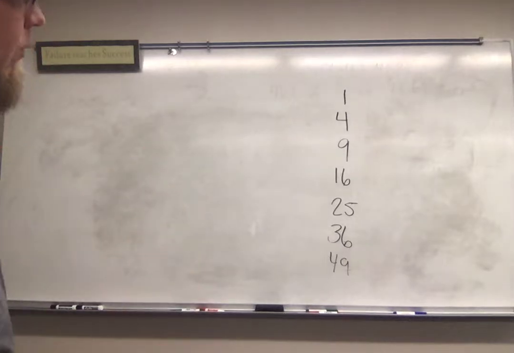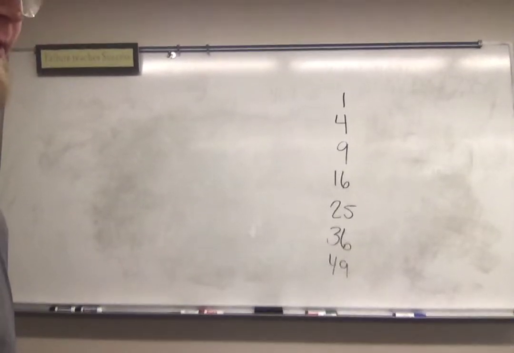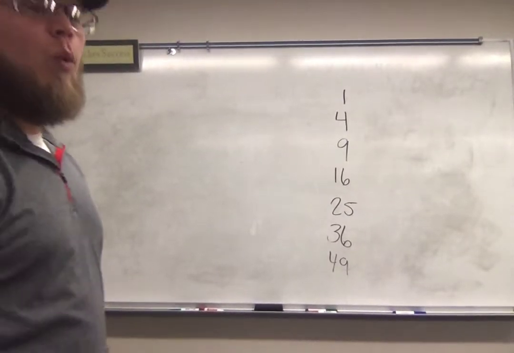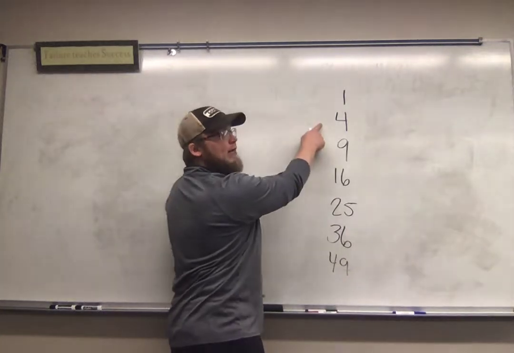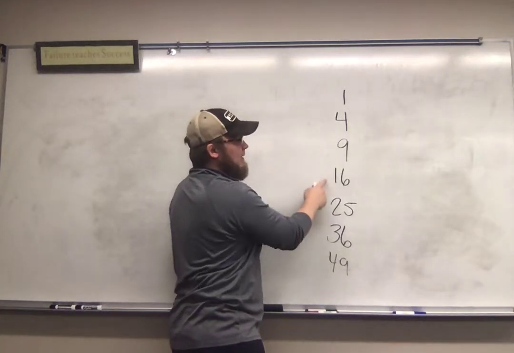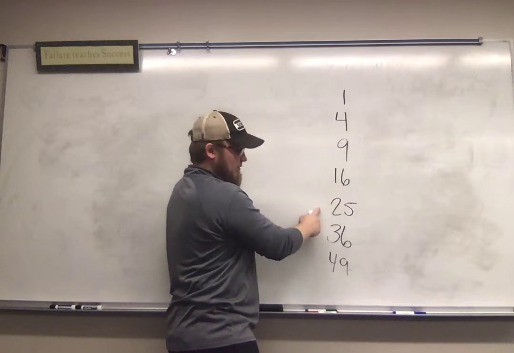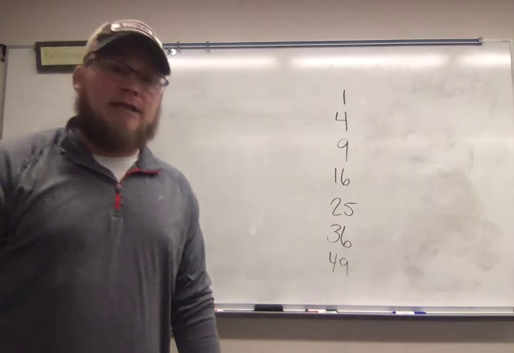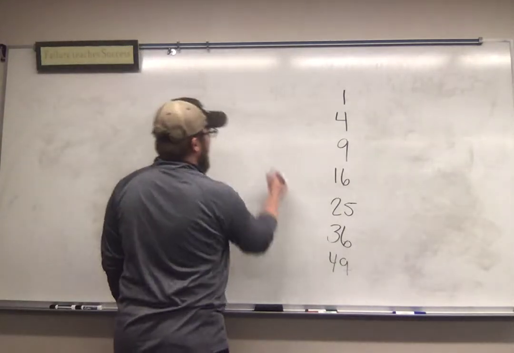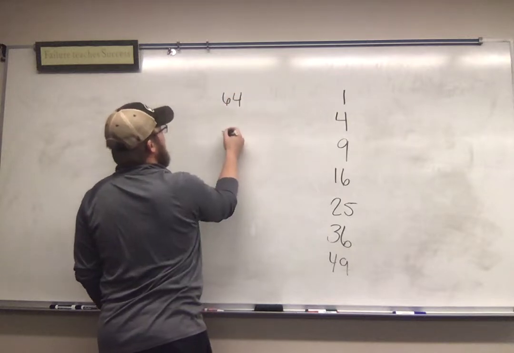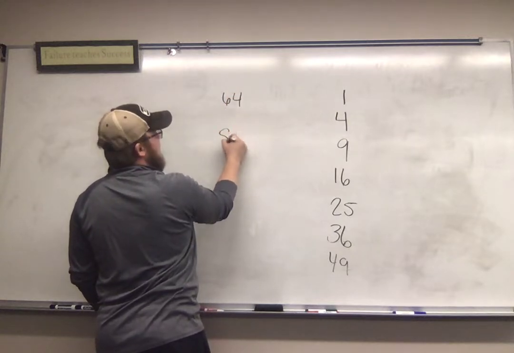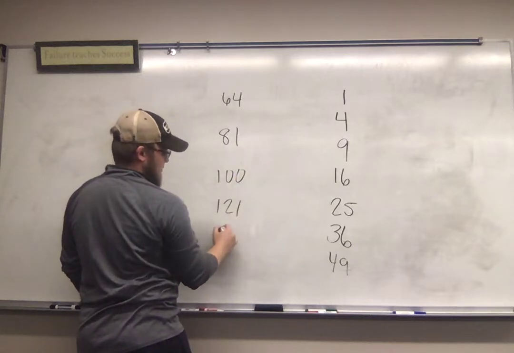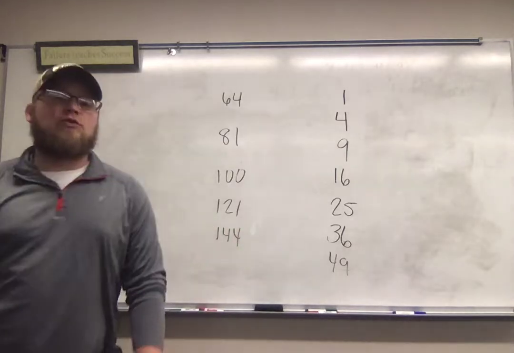The top number, we'll start there. 1 times 1 is 4. Jeez, I'm looking at the 4. I apologize. Hopefully 1 times 1 is not 4. 1 times 1 is 1, 2 times 2 is 4, 3 times 3 is 9, 4 times 4 is 16. 5 times 5, 6 times 6, 7 times 7, and it just keeps continuing on. 8 times 8, 9 times 9, 10 times 10. So I'll fill in a couple more. 8 times 8 is 64, 9 times 9 is 81, 10 times 10 is 100, 11 times 11 is 121, and 12 times 12 is 144.